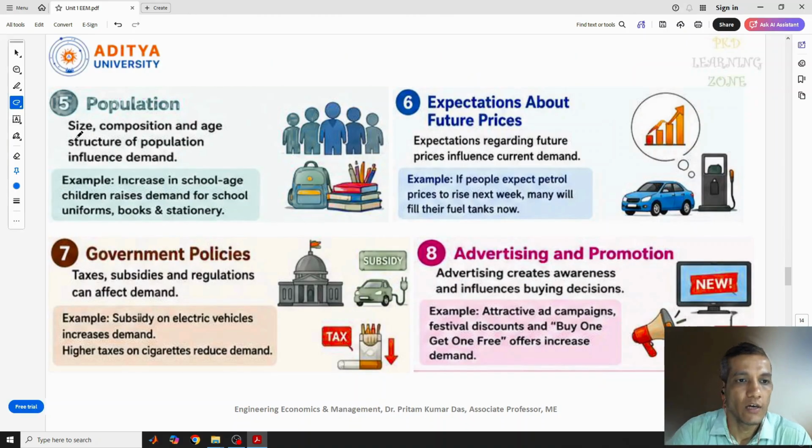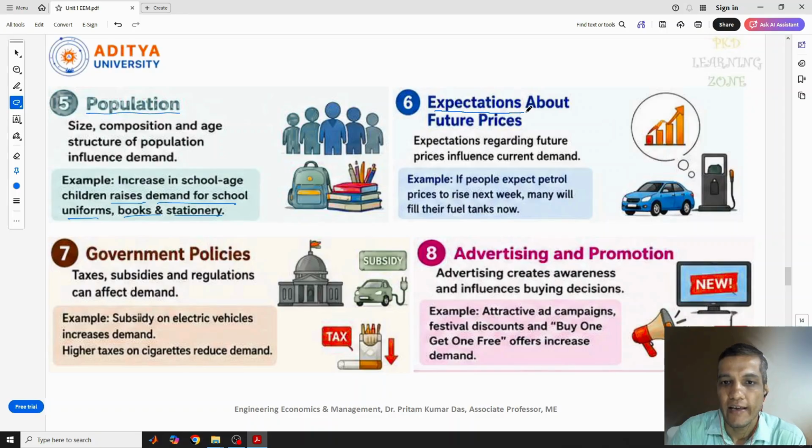The next one is population. Actually, the size, composition and age structure of a population influence the demand. Here I've taken an example: an increase in the number of school age children may raise the demand for school uniforms, books, and stationery. So that is also one demand.